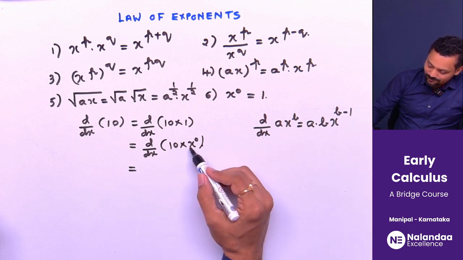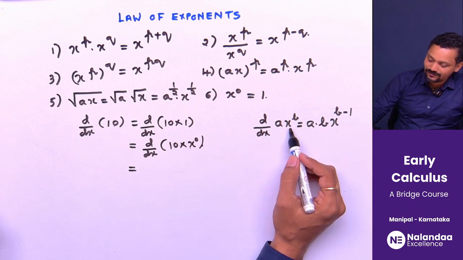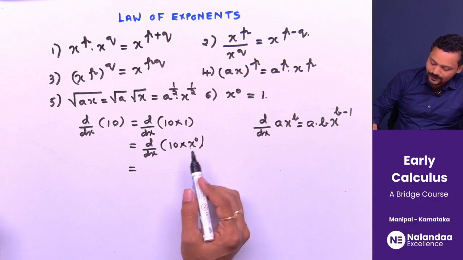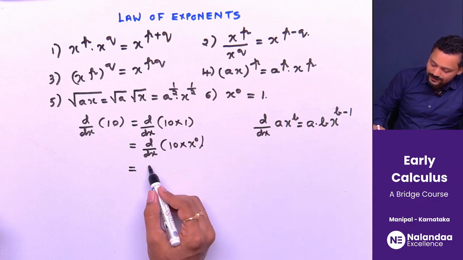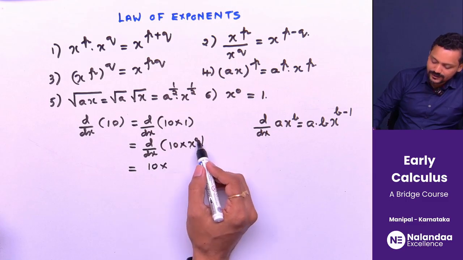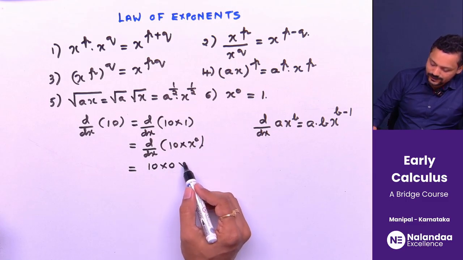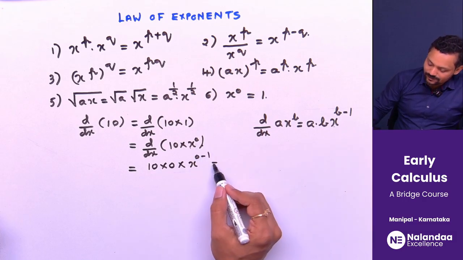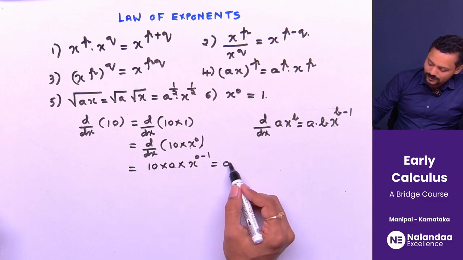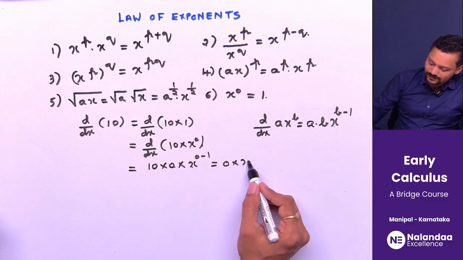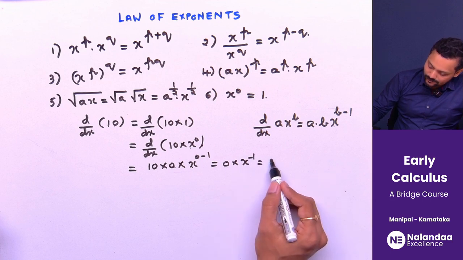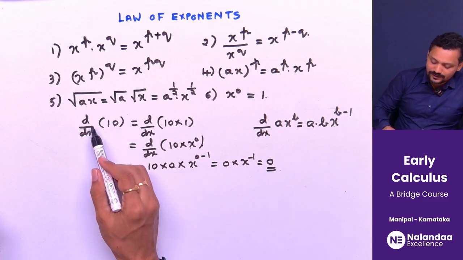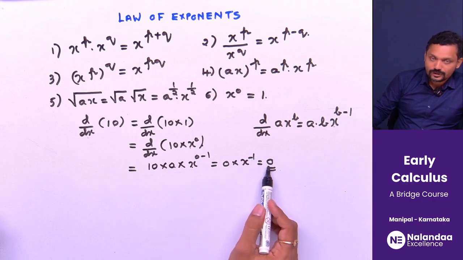Now this is of the form d by dx of a x power b. So this is d by dx of a into x power b. According to this formula, we write 10 as it is, then we write the power b, that is 0, into x power 0 minus 1, and therefore 10 into 0 is 0 and 0 into x power minus 1. Now 0 into anything, we know it is basically 0. So we get 0. So students, you have to remember that differentiation of a pure number is always 0.